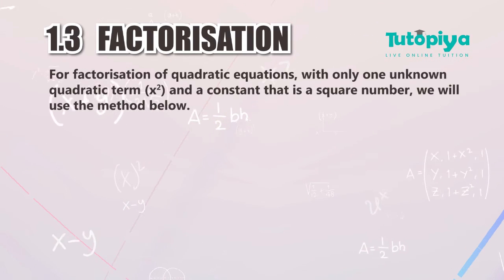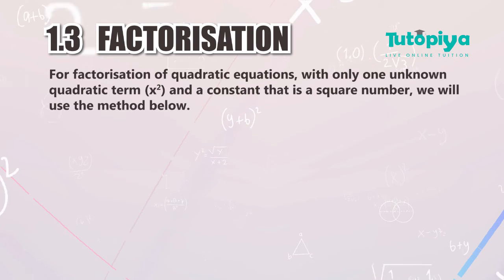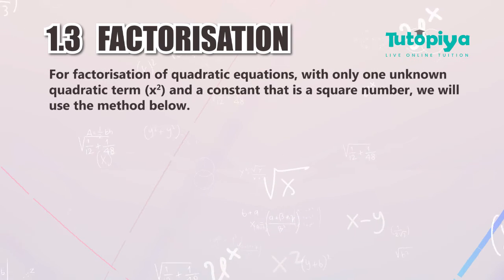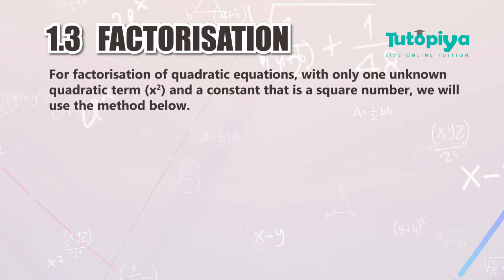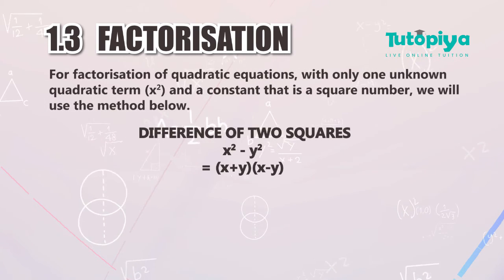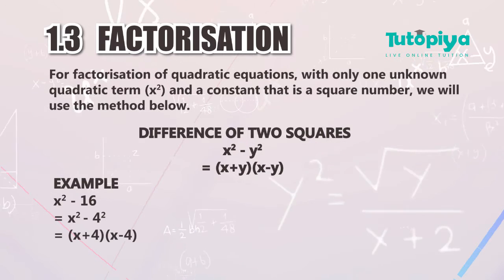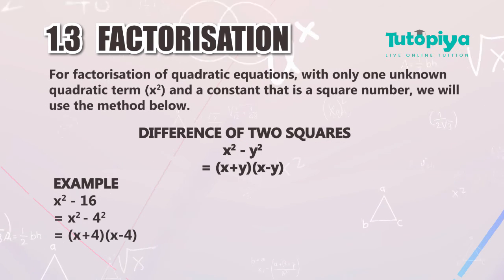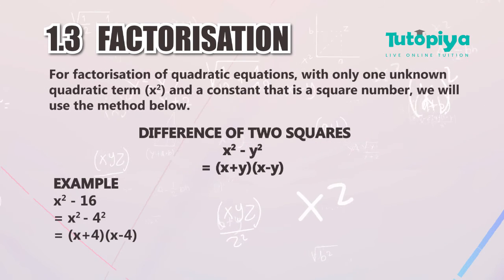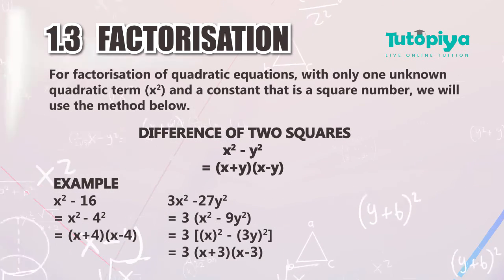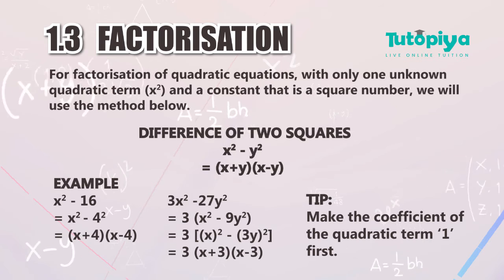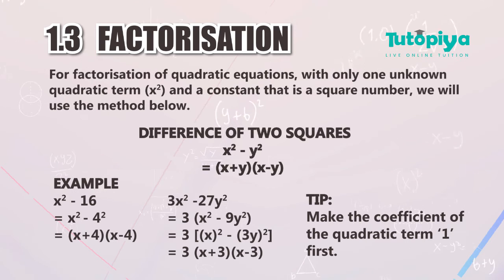For factorization of quadratic equations with only one unknown quadratic term, x², and a constant that is a square number, we will use the method below. Example. Tip: make the coefficient of the quadratic term 1 first.